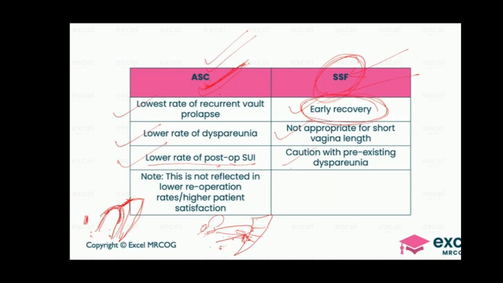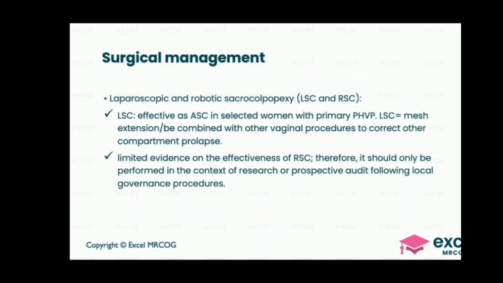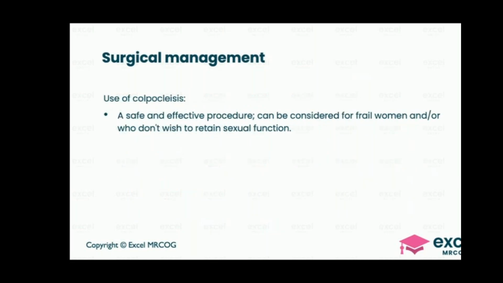Okay. Here, there is lower rate of recurrent wall prolapse because you're putting a permanent mesh, which is holding it up. Right? So this is what you need to understand as to why these things are the way they are. Then, robotic laparoscopic, again, laparoscopic would be more effective. I mean, robotic, there's not much evidence.